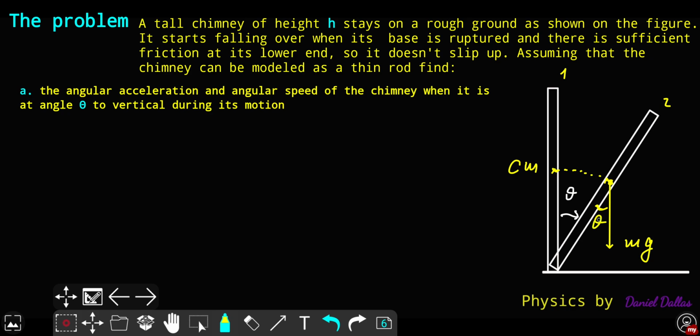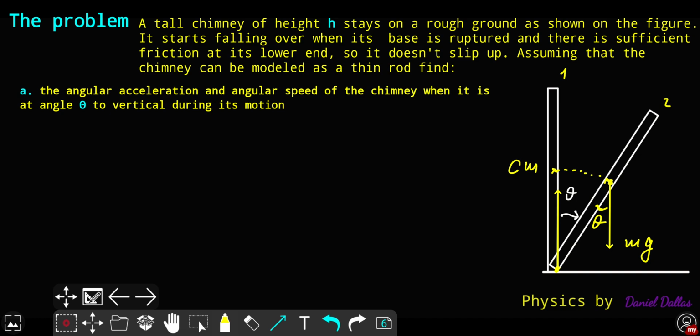Next part. We definitely know here is the base, and we know that at the base there is a normal force, which always acts perpendicular to the surface, not perpendicular to the chimney. I mean, not along the chimney when it's at position 2, but still vertically.